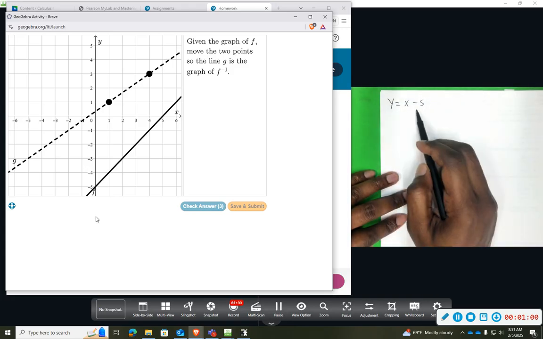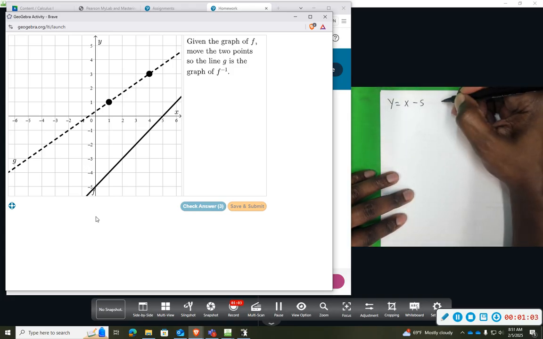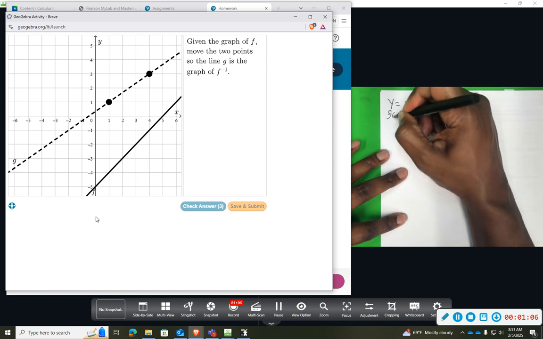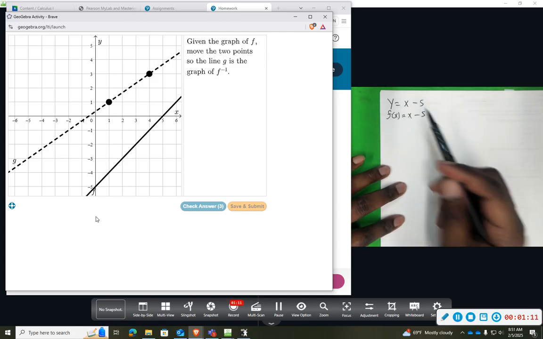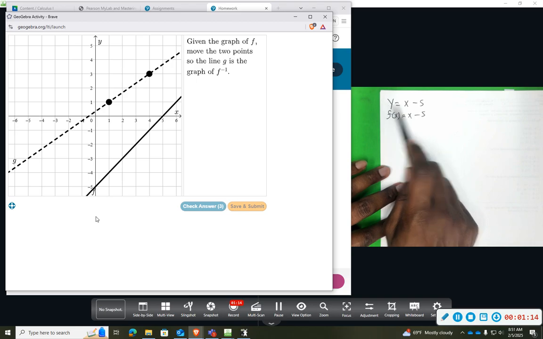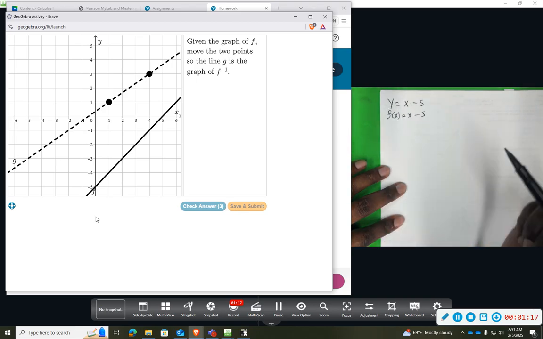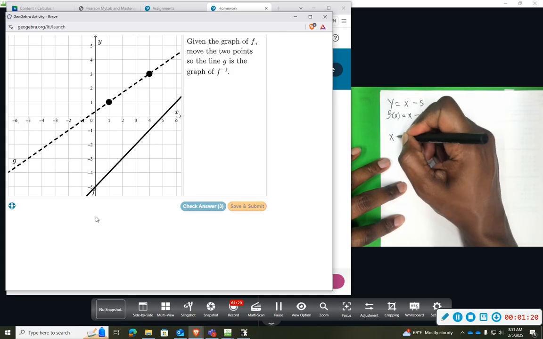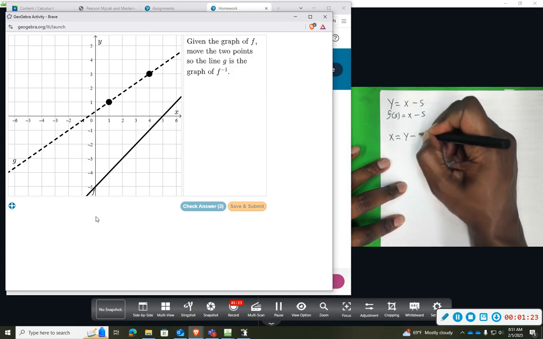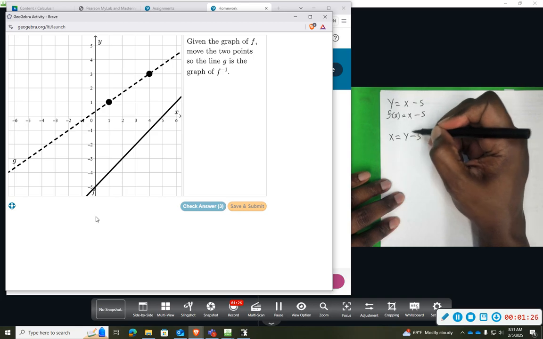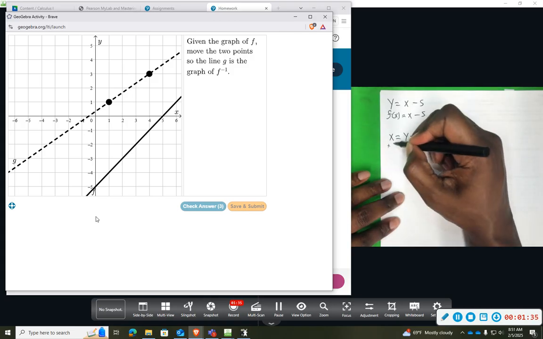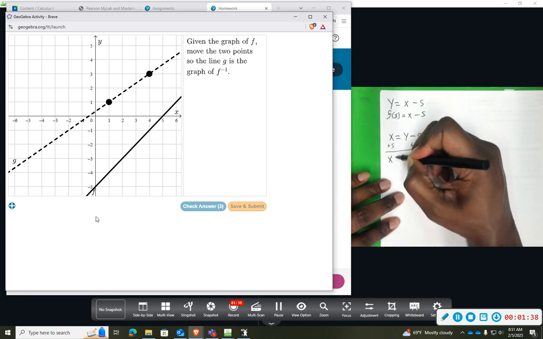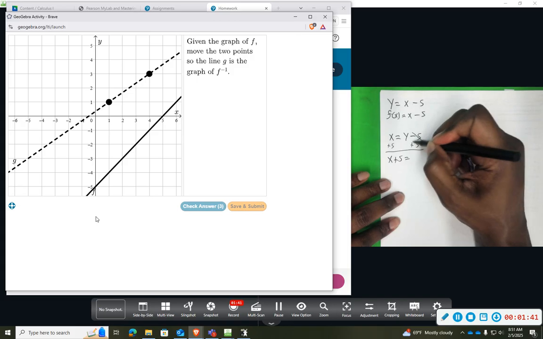All right. To find the inverse, f of x is equal to x minus 5. We just use x and y sometimes, but we need to use y to find the inverse. So to find the inverse, we're going to switch places with x and y. So I'm going to say x equals y minus 5, and then we're going to solve for y again. So when I switch places and then solve for y, I would add 5. And this will give me x plus 5 is equal to, that will cancel out, y.